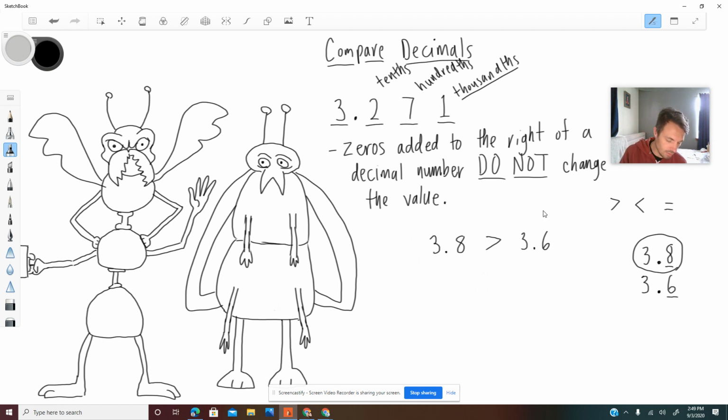Let's do another example. I'm going to erase. You won't have to erase because you have more room on your paper than me. You can just go under it.